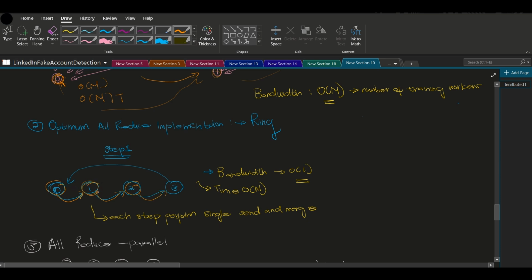So this way we know that this node is not getting all the gradients from all the nodes in our cluster. It's only receiving from one. So this essentially gives us O of 1 bandwidth, because we know that the node will never be overwhelmed. But then the time becomes expensive, because now we have to sequentially go through each node. So it becomes O of n.